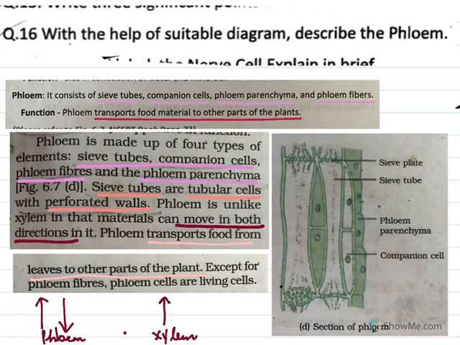Another very important point in phloem is that phloem is made of living cells except phloem fibers. Phloem fibers are only dead. Like here, only phloem fibers are dead, otherwise everything is living. Sieve tubes are living cells, companion cells are living, phloem parenchyma is living. And here is a diagram for the phloem that you need to draw. These are the sieve plates, the conducting cells. You have the sieve tubes, the phloem parenchyma, and the companion cells.